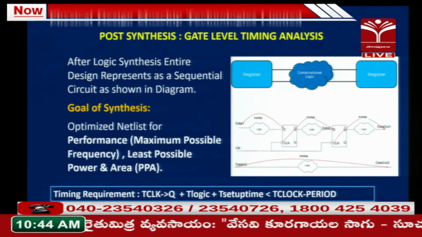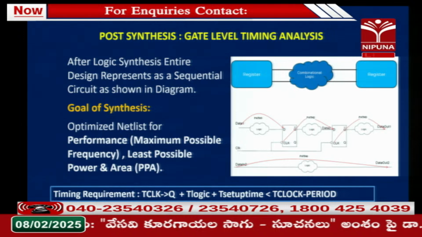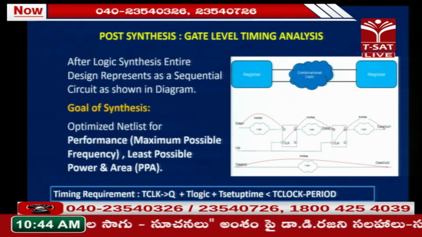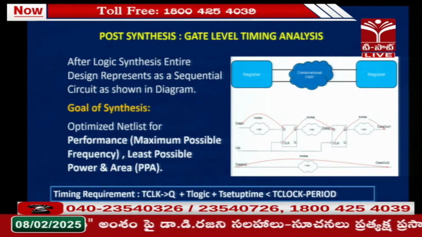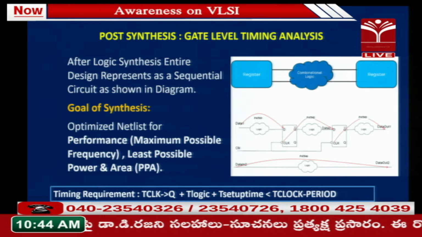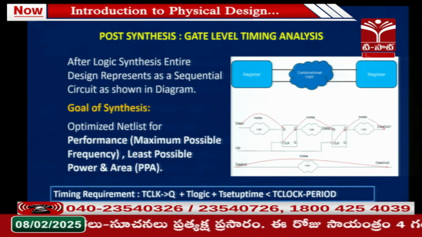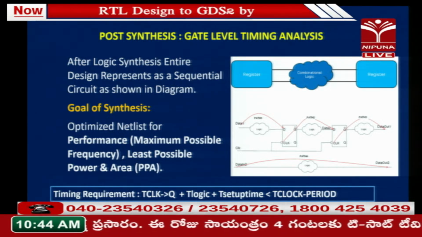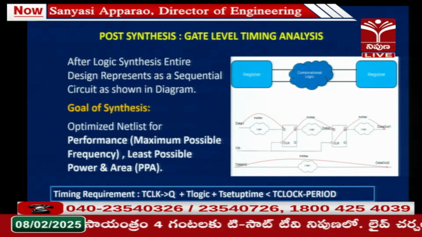If you recollect your academics, a sequential circuit as shown in the diagram starts with a register, goes through a combinational logic and ends with a register. A register is nothing but a memory element: flip flop, latches or any SRAMs, RAMs. These are called memory elements, sequential cells. Typically, the entire design is converted into a sequential circuit as shown in the diagram.